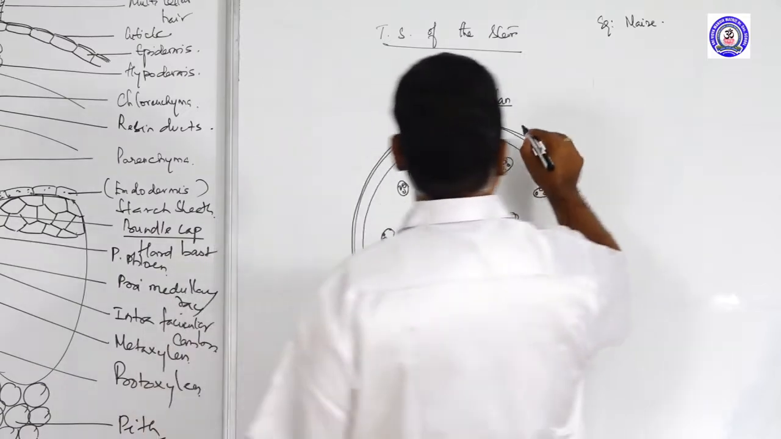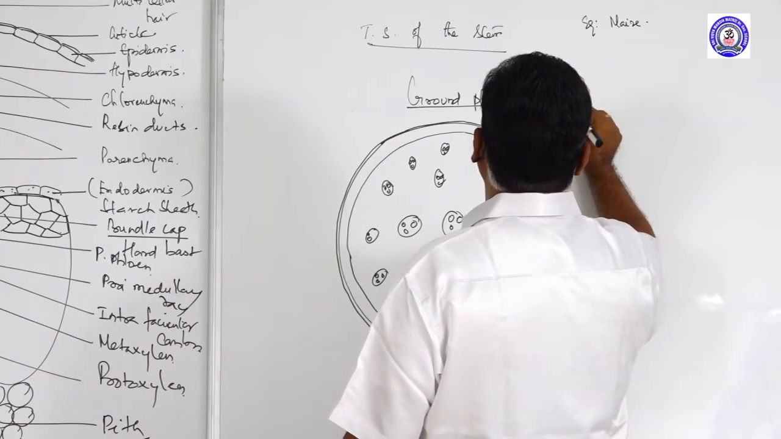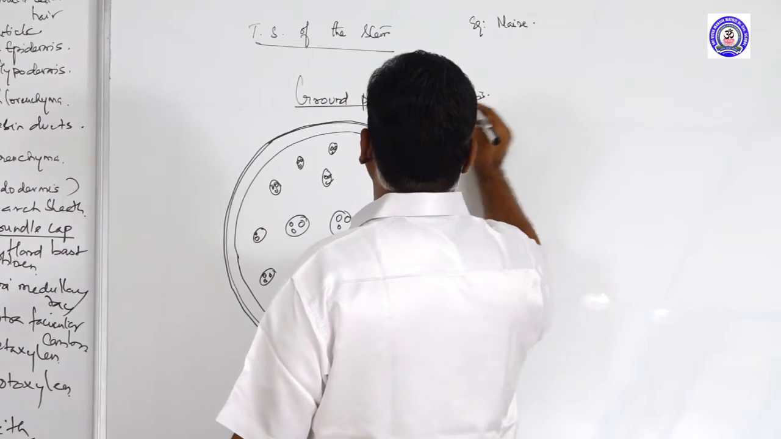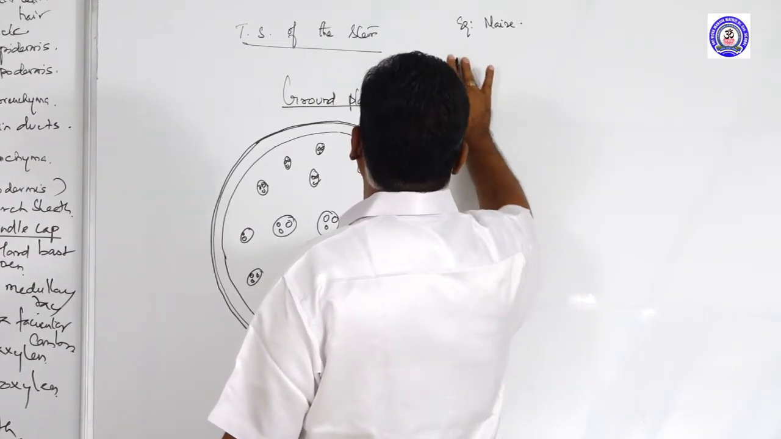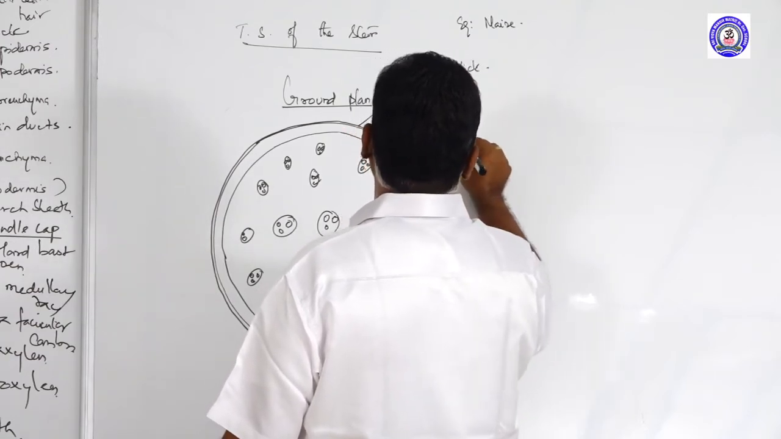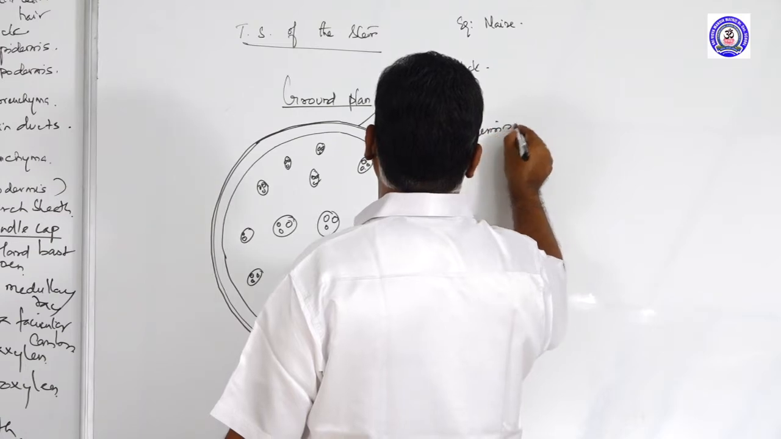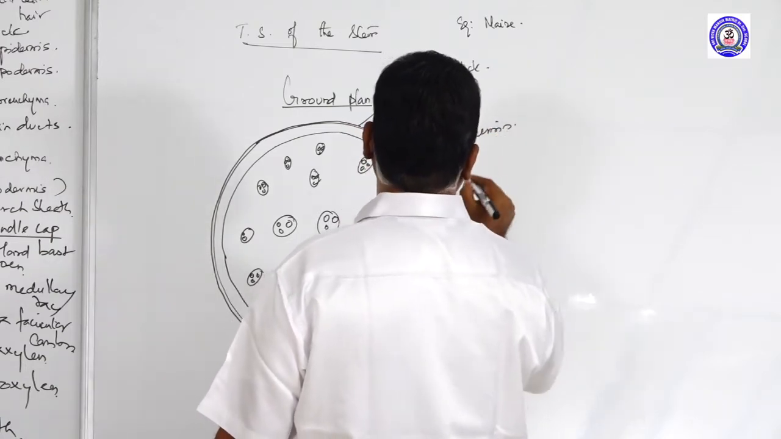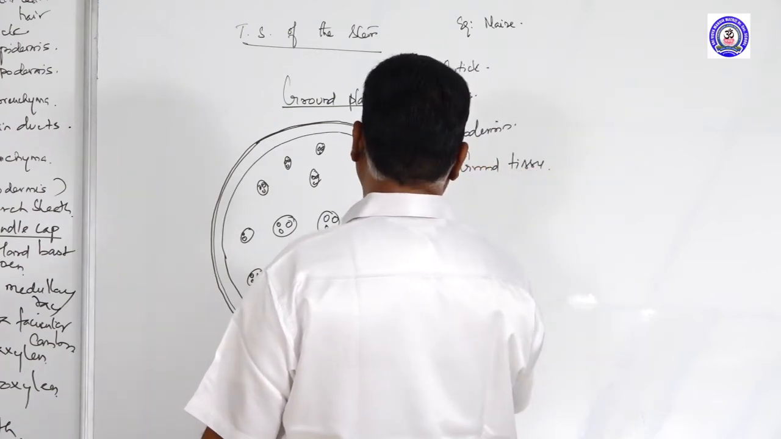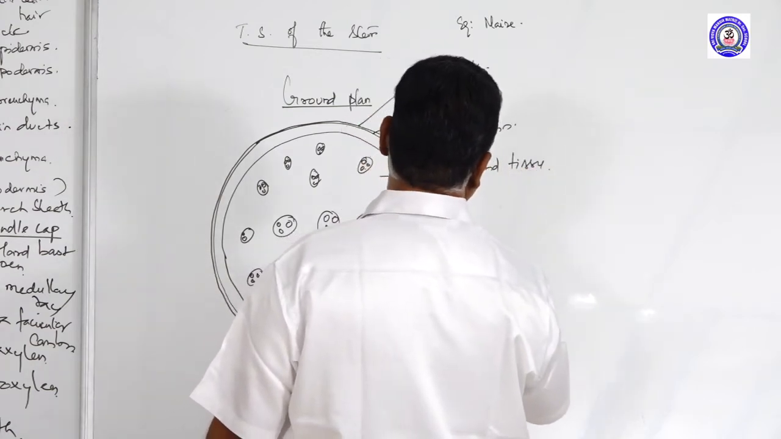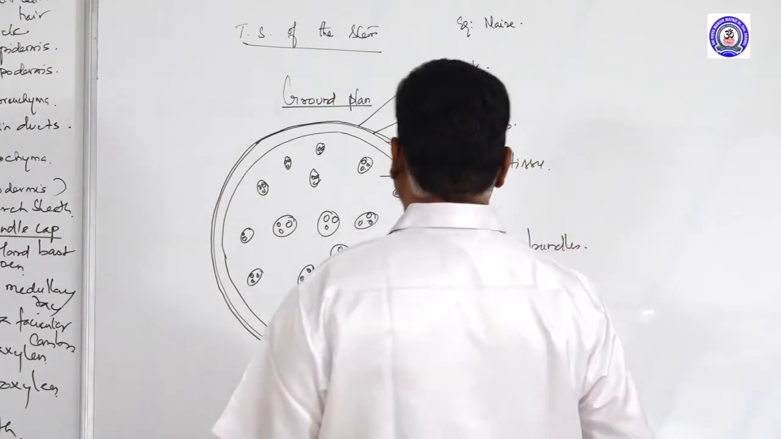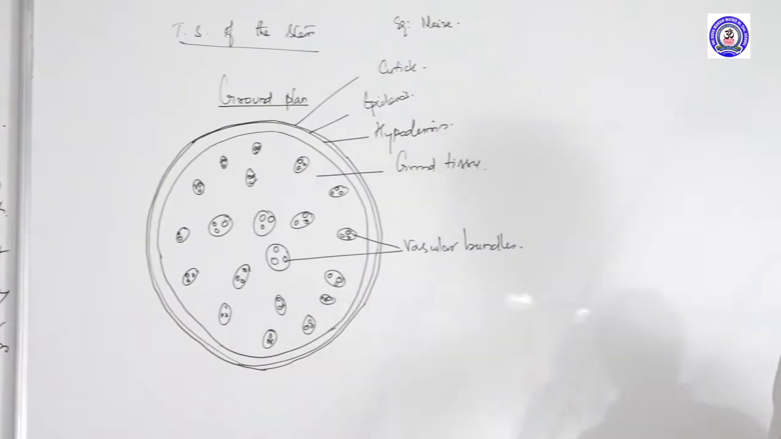The parts: epidermis, outside cuticle, hypodermis, and ground tissue, and vascular bundles. This is the internal structure of the monocot stem.